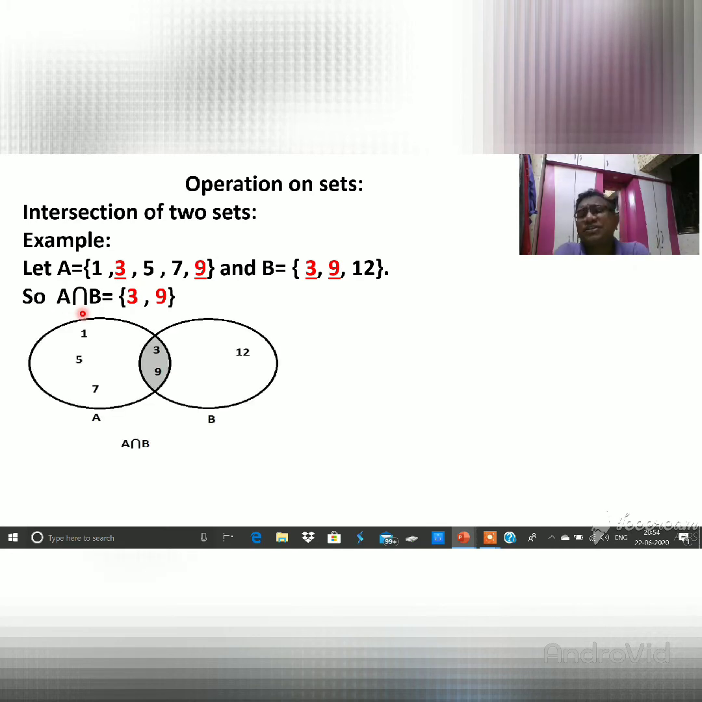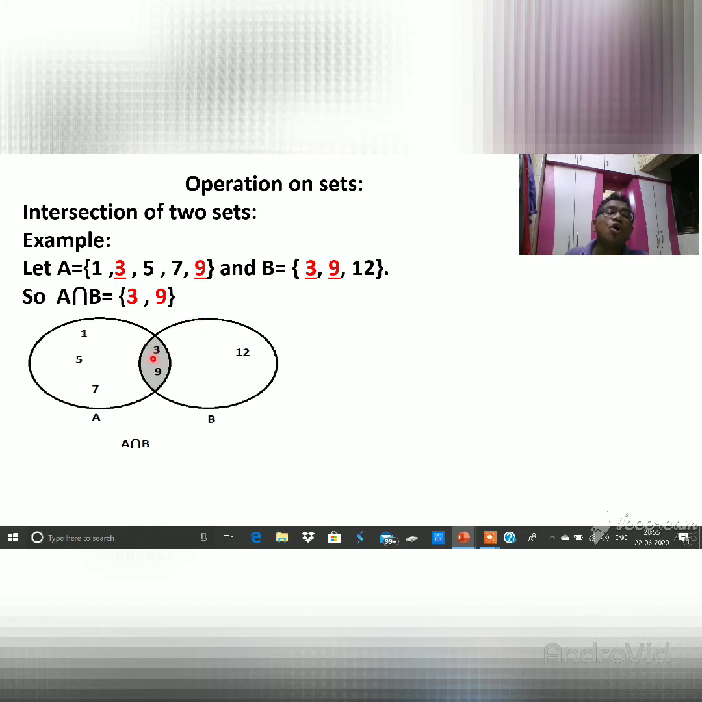So that intersection we can explain theoretically, and then the intersection can be explained by a Venn diagram. So the Venn diagram can be drawn. This is set A. Set A has elements 1, 3, 5, 7, 9. Then this is set B. Set B has 3, 9 and 12. But you observe here, in set A and set B, there are 3 and 9. Those elements are common elements between A and B.